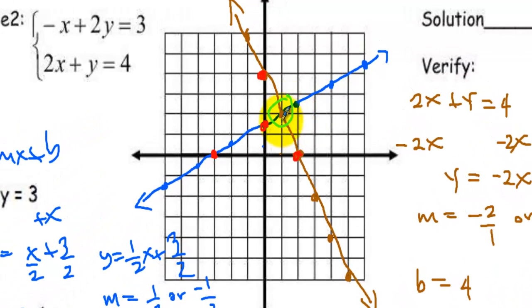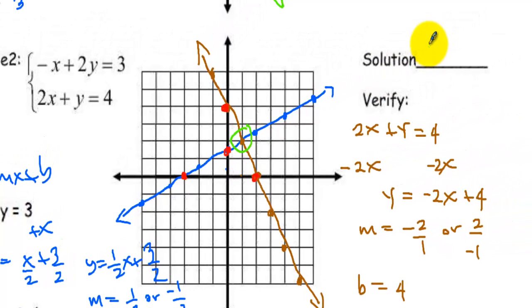We just have to label this point, and that will be the solution. So this point is 1, 2. And this will be the solution. So how do we verify? To verify, we just have to plug this point into our linear system. So x equals 1, y equals 2.